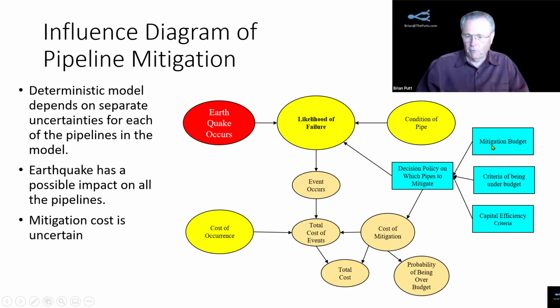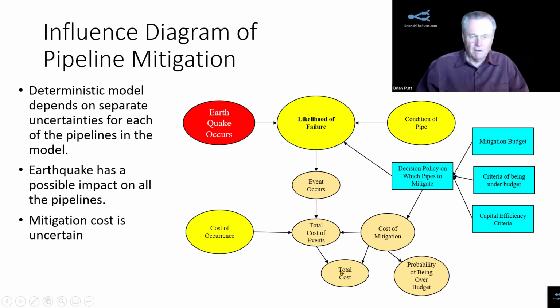And that's impacted by both the mitigation budget, where the criteria for being under the budget will be specified as 80%, and some sort of capital efficiency, because this maintenance needs to compete with other possible investments. So once we have all that, we can determine whether the event occurs probabilistically. We can get the total cost of an occurrence, which is uncertain as well. And eventually, we have to include the cost of mitigation. Eventually, we can put the total cost. And from this, we could also get the probability of being over or under the budget. So that's what we're going to do today.